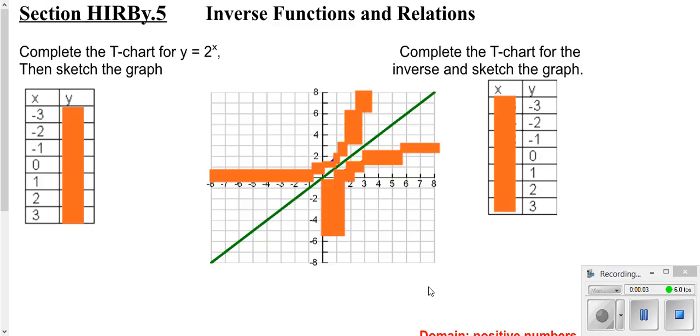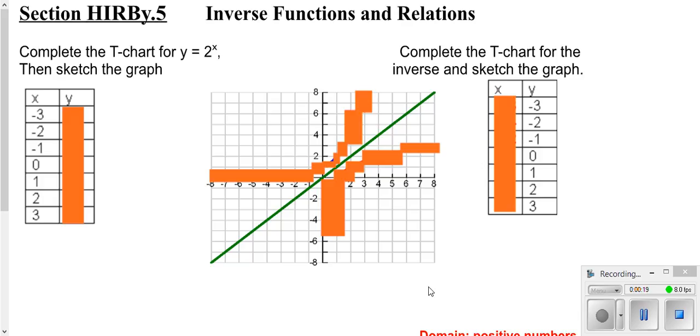We want to go ahead and take a look at inverses. Inverses of functions in particular, but relations also have inverses. Now, remember, a function is where every number you put in has one and only one number that you get out.